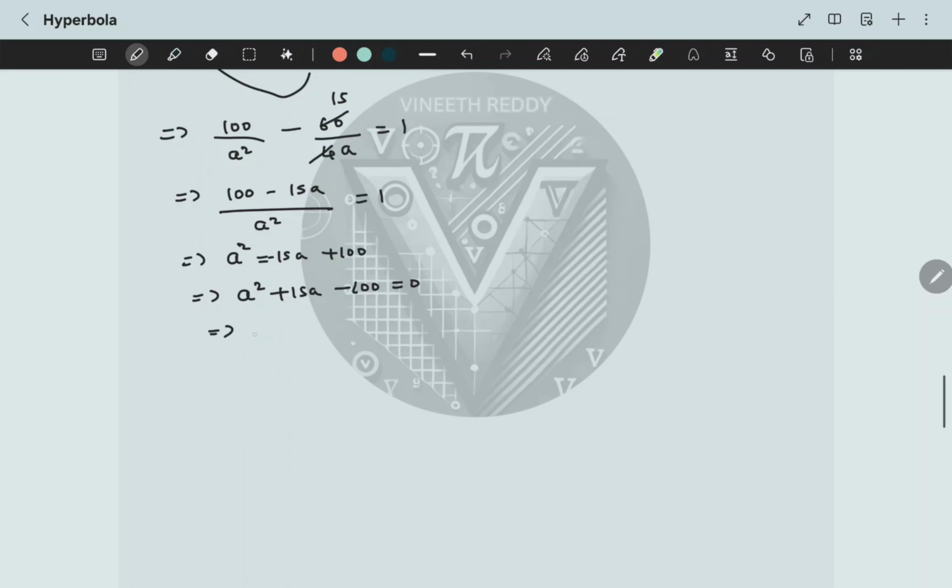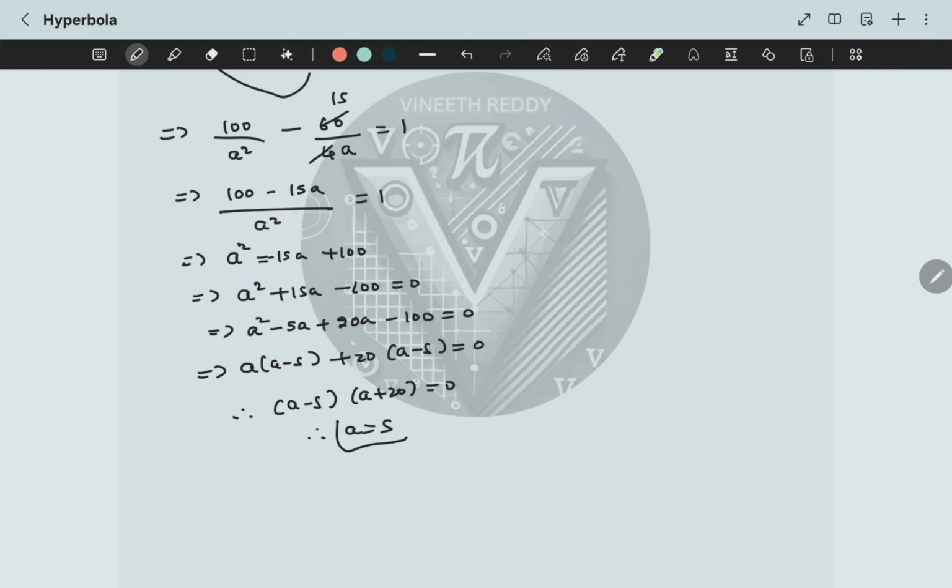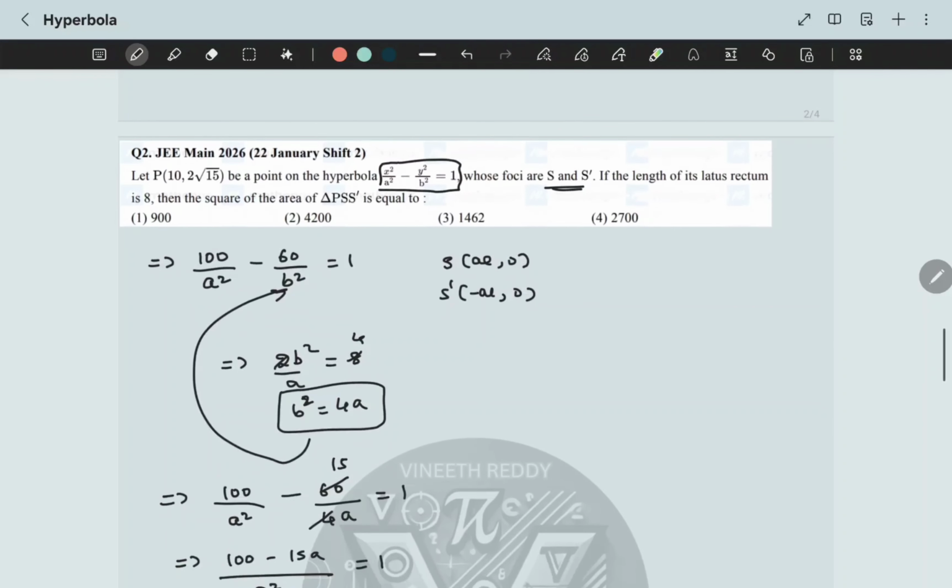Acha. So 20 into 5 is 100. I think we can write this as a square minus 5a plus 20a minus 100 is equal to 0. a into a minus 5 plus 20 times a minus 5 equals 0. So therefore a minus 5 into a plus 20 is 0. So therefore a should be equal to 5, dear students. a cannot be minus 20 since a is the length of the vertex from the center, right?